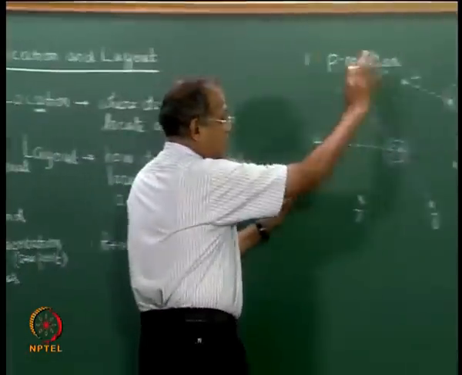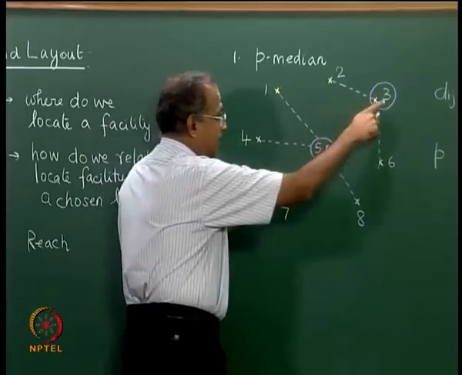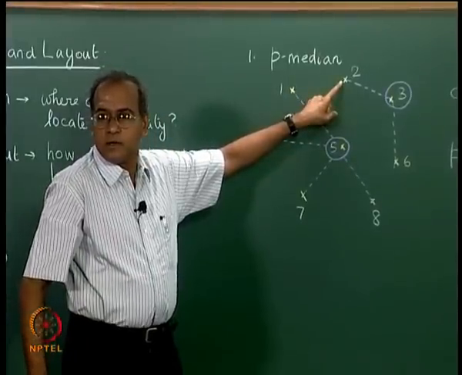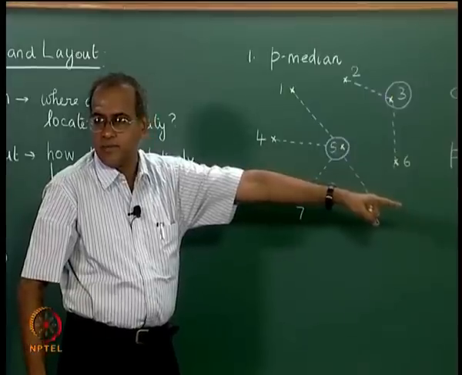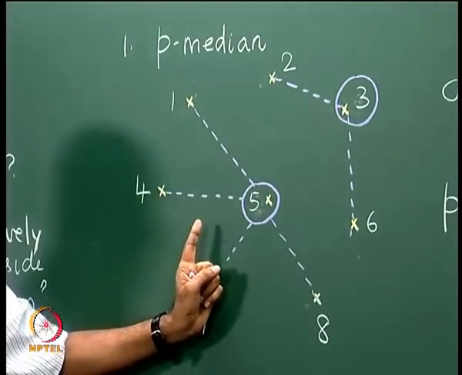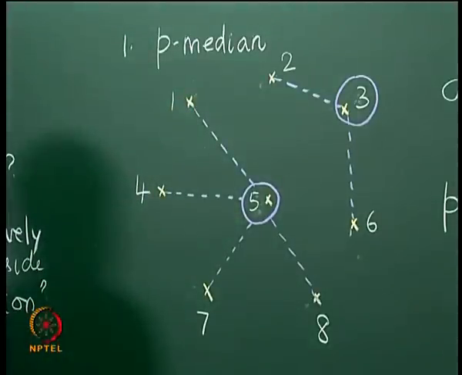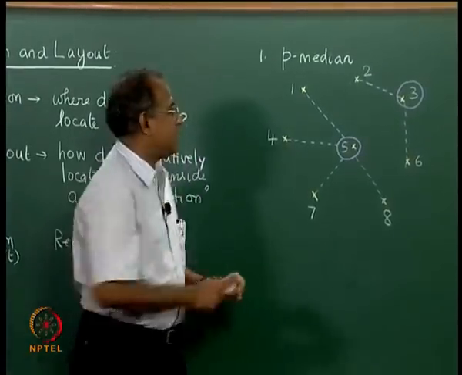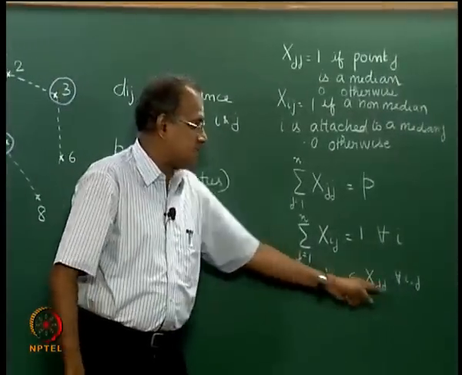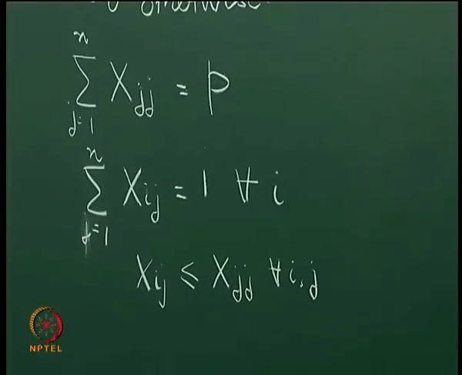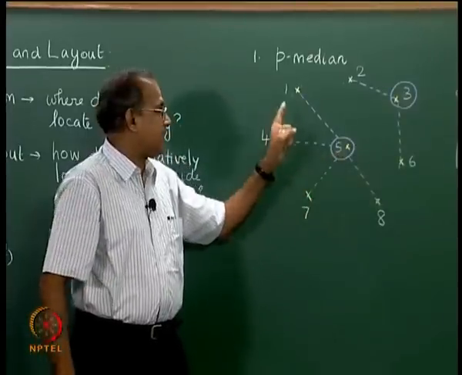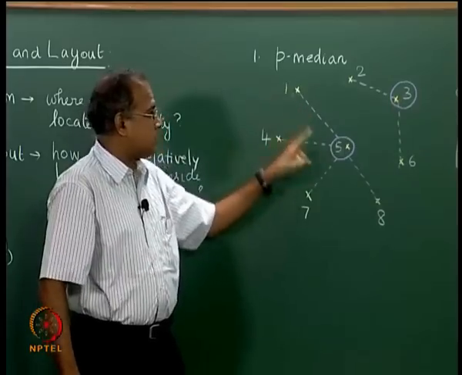For example, if we take this solution, 1 is a non-median. If 3 and 5 are declared as medians, we cannot have x12 equal to 1, because xij is less than or equal to xjj. So since 3 and 5 are medians, x33 equal to 1, x55 equal to 1, but x22 is equal to 0. Since x22 is equal to 0, we cannot have x12 equal to 1, x12 has to be 0 because xij is less than or equal to xjj. Therefore, a non-median point 1 can only be attached to either 3 or to 5. So either x13 will be equal to 1 or x15 equal to 1.